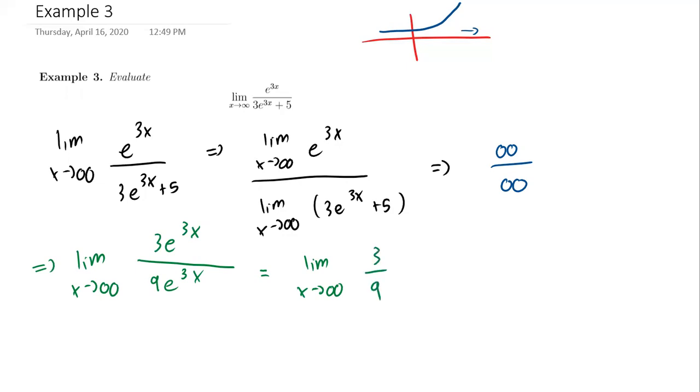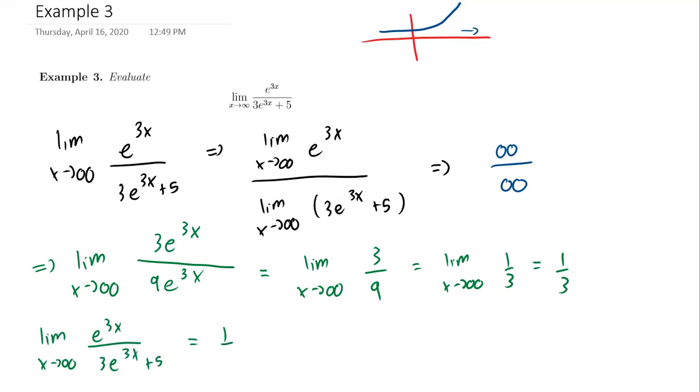So what do we get? Cancel those, we get the limit as x approaches infinity of 3 over 9. This is the limit as x approaches infinity of 1/3. That's a constant. We know that the limit of a constant is just the constant itself. So what does this mean? The original limit equals 1/3.